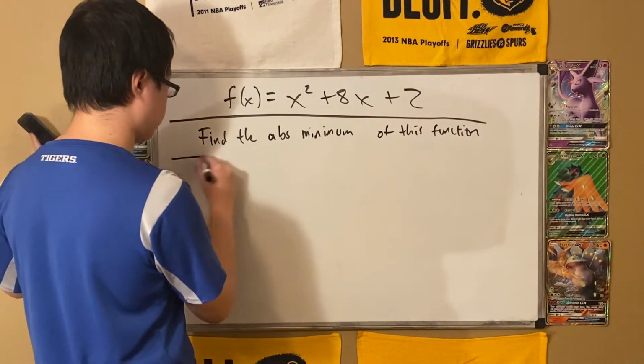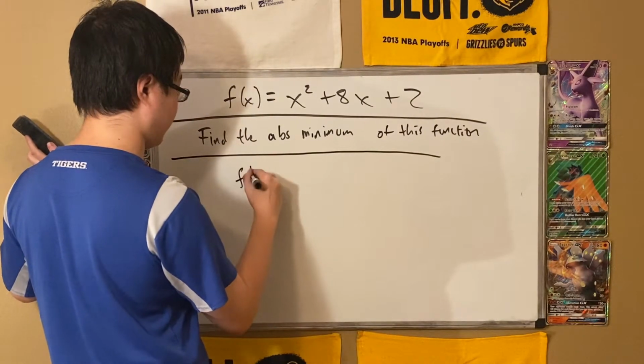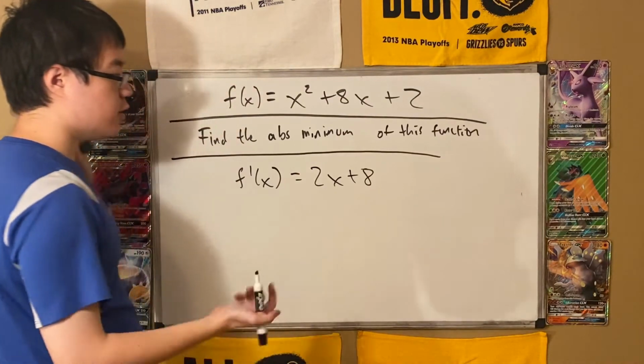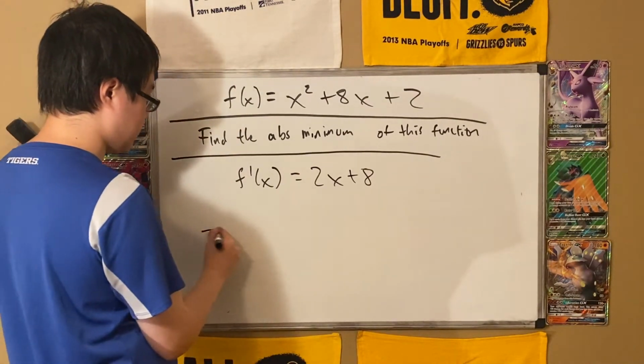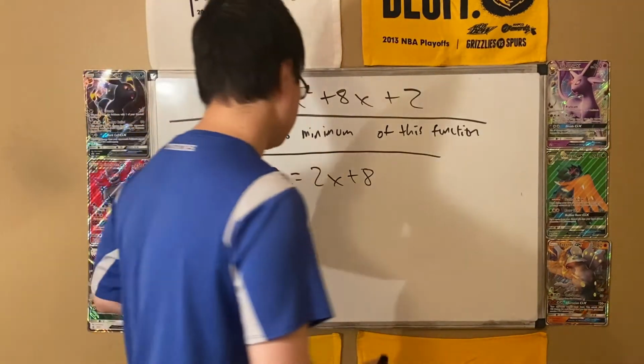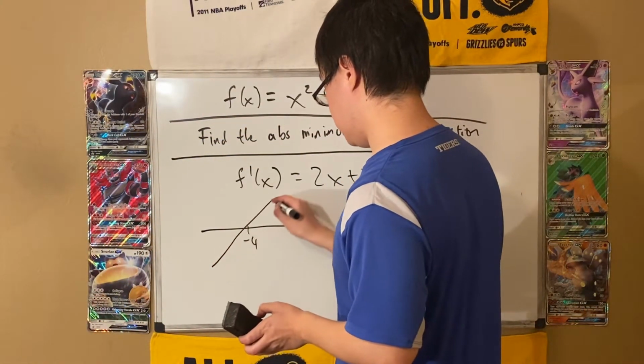It's the same thing as normal. First, you take the derivative, so f prime of x is equal to 2x plus 8. Then you draw the sign chart of this derivative. This sign chart is going to go through negative 4 because that's what causes this to be 0. There's only two types of lines. So it's this line or that line.